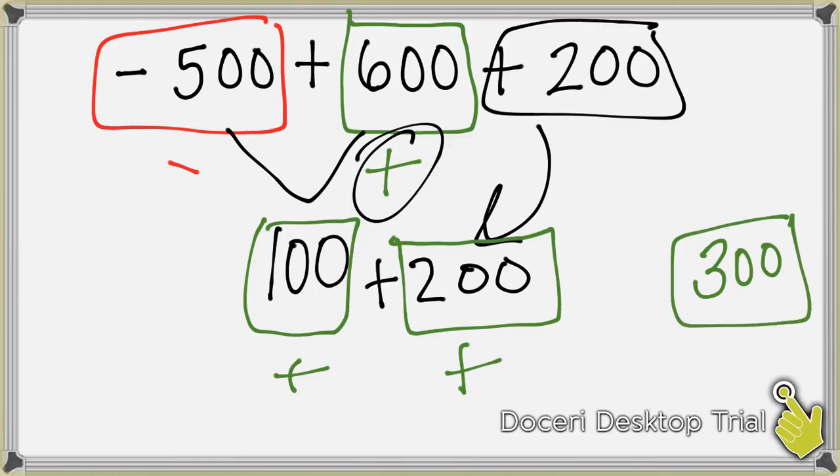So anytime you have three numbers all together, you need to do them piece by piece to add them or subtract them and combine them. So I'm going to give you guys one to try. All right.